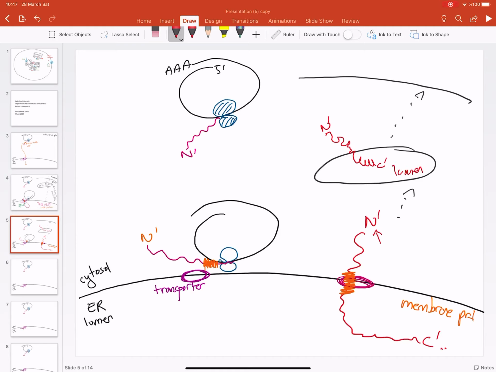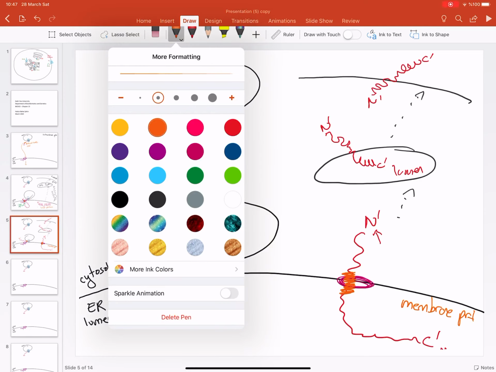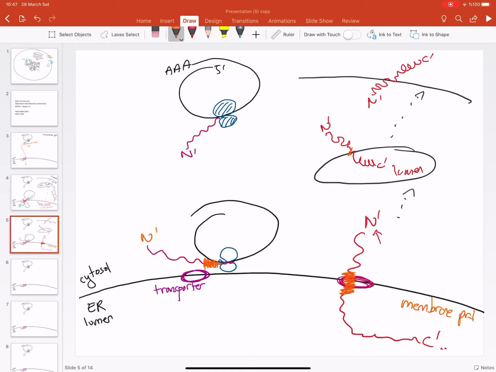And if it is transported to the plasma membrane, again, the cytosolic part will stay cytosolic. The N-terminus will be here, and the C-terminus will be outside the cell. Of course, the ER start transfer signal will always stay attached here.